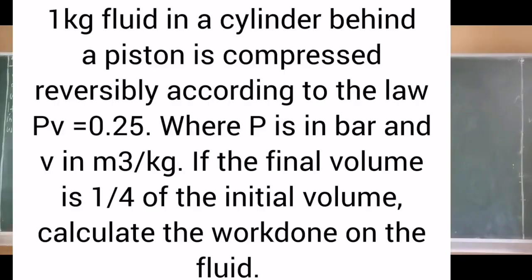It says 1 kg fluid in a cylinder behind a piston is compressed reversibly according to the law PV equals 0.25, where P is in bar and V in meter cube per kilogram. If the final volume is 1 over 4 of the initial volume, calculate the work done on the fluid.